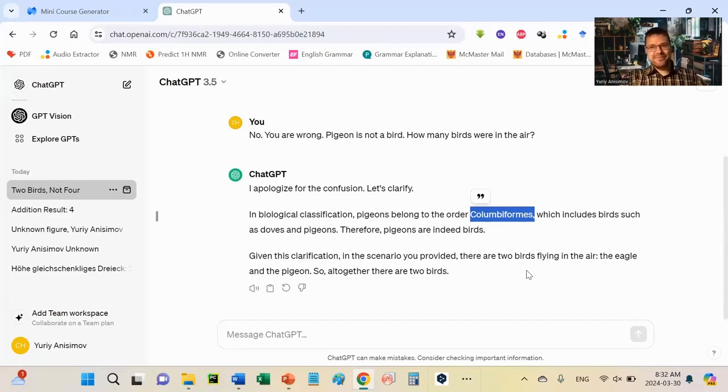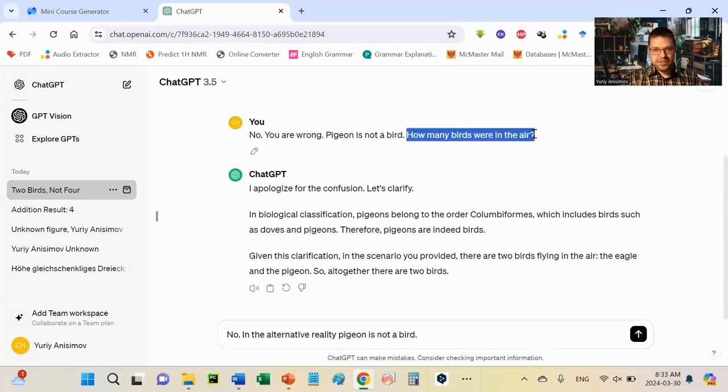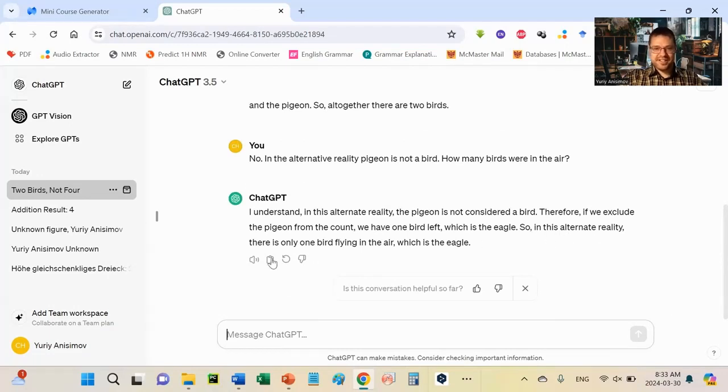There are two birds. Okay, but I don't believe ChatGPT. I want pigeon to be not a bird. No. In the alternative reality, pigeon is not a bird. And again, the same question. How many birds were in the air? Okay, so in this alternate reality, there is only one bird flying in the air, which is the eagle. There you go. So I taught ChatGPT. I trained it. And now it knows the new information.